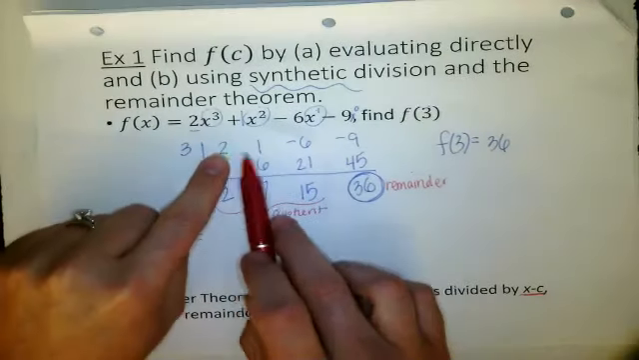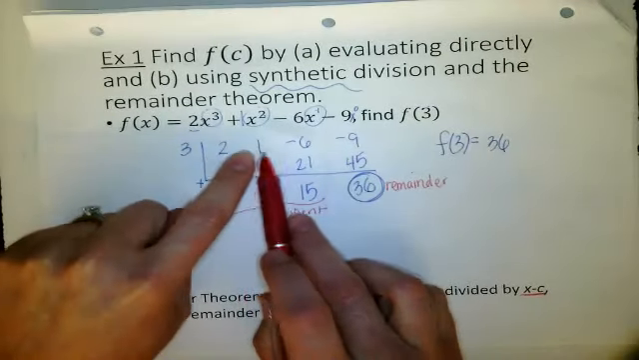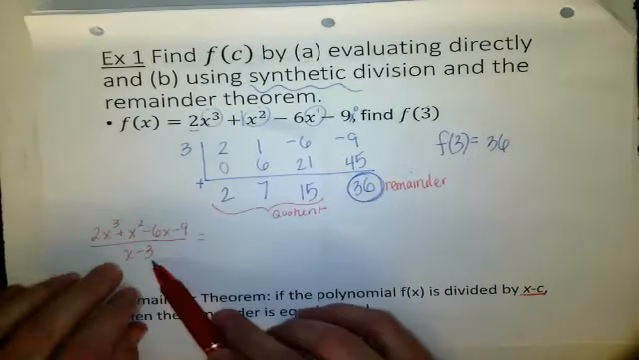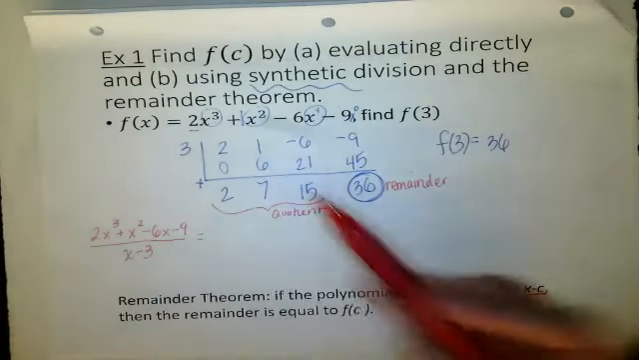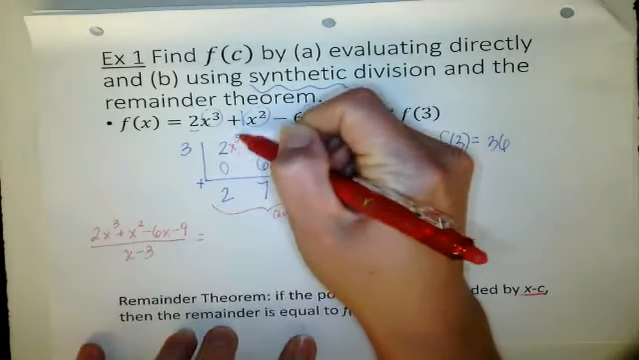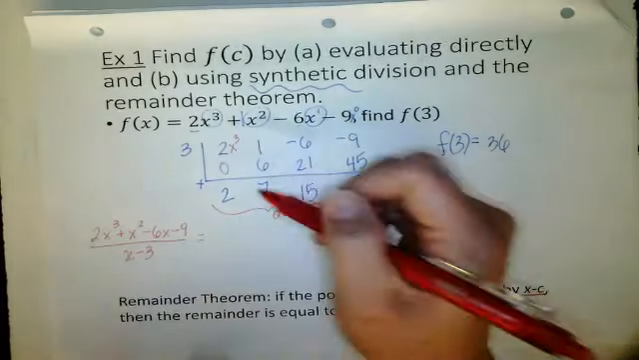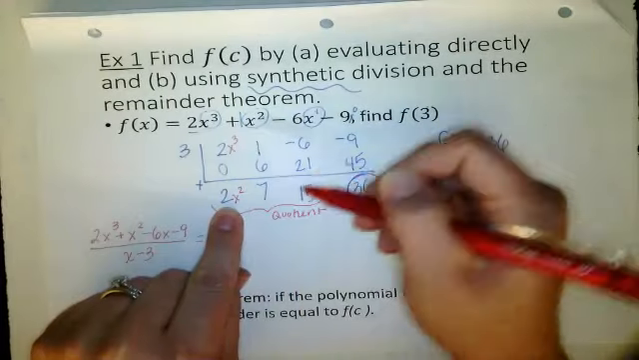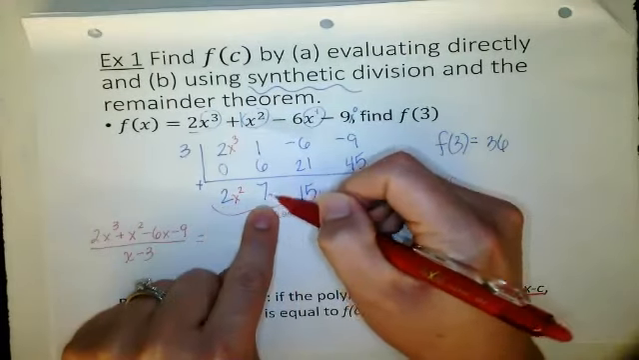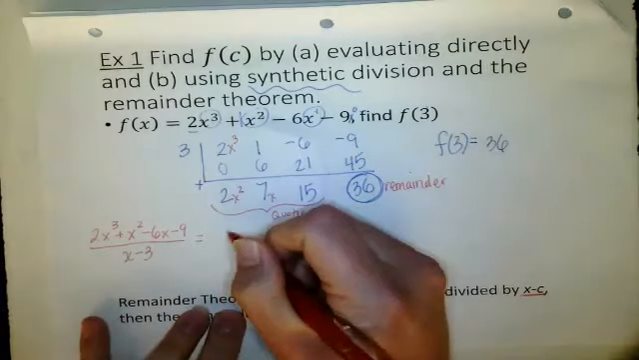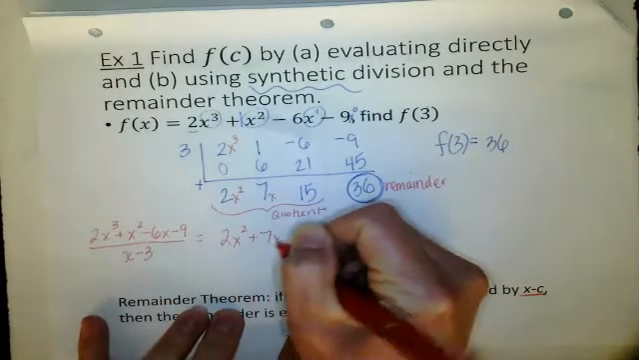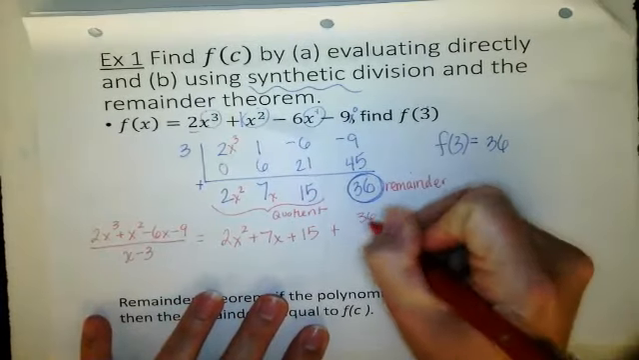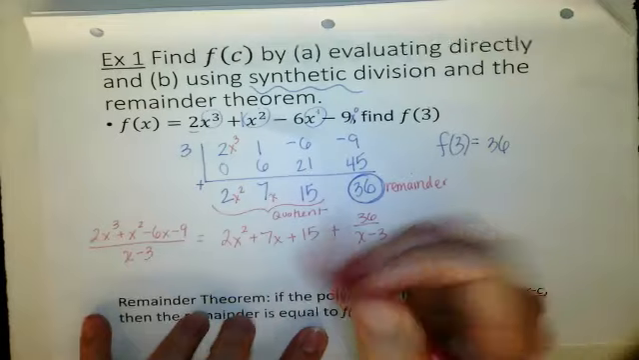So what we did was we took our original polynomial 2x cubed plus 1x squared minus 6x minus 9, and we divided by x minus 3. We're dividing out an x. So if we started with 2x cubed and then we divide out an x, we're left with 2x squared. And this is a 7x. And this is just a 15. So we get 2x squared plus 7x plus 15 plus the remainder of 36 over the divisor x minus 3.